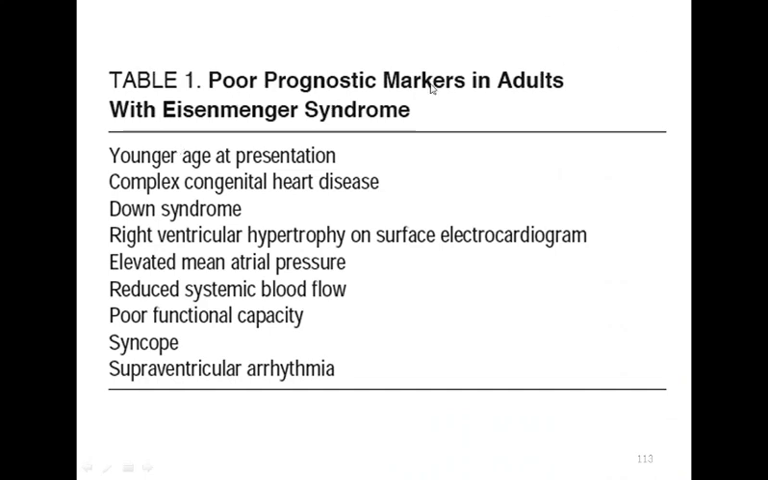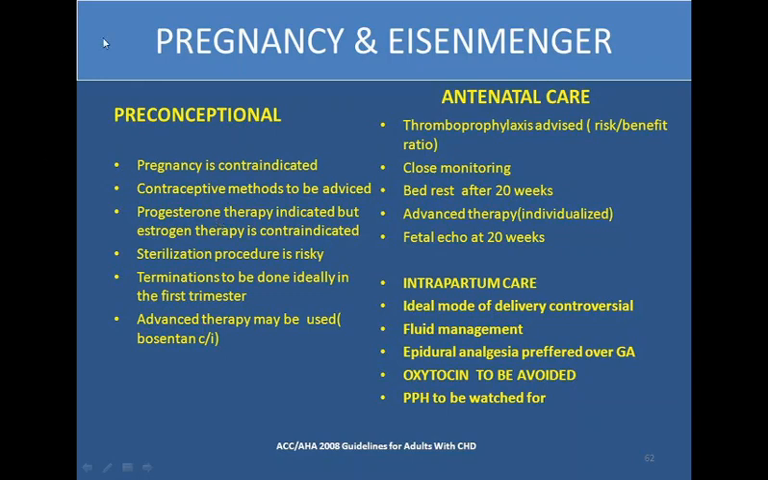What are the poor prognosis markers of adult patients with Eisenmenger syndrome? Young age at presentation, complex congenital heart disease, Down syndrome, right ventricular hypertrophy on surface echocardiography, elevated mean arterial pressure, reduced systolic blood flow, poor functional capacity, syncope, supraventricular arrhythmia. So remember, these indications can be asked as an MCQ also.